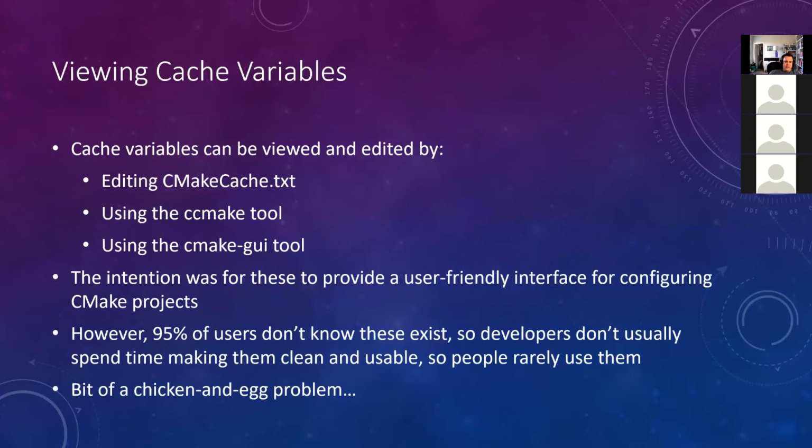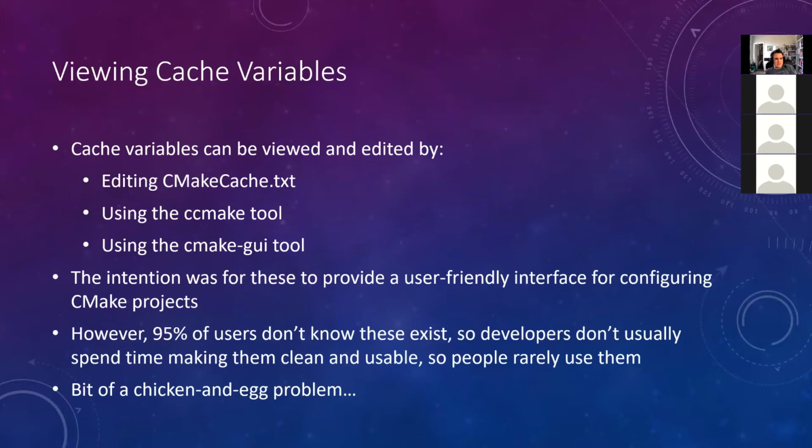One of the better kept secrets of CMake is that if you really want to get an idea of what a build system is doing, you should view the cache variables, because they're somewhat meant to be user editable, but then sometimes they're also not. It kind of depends on who wrote the build system and what variables they used.